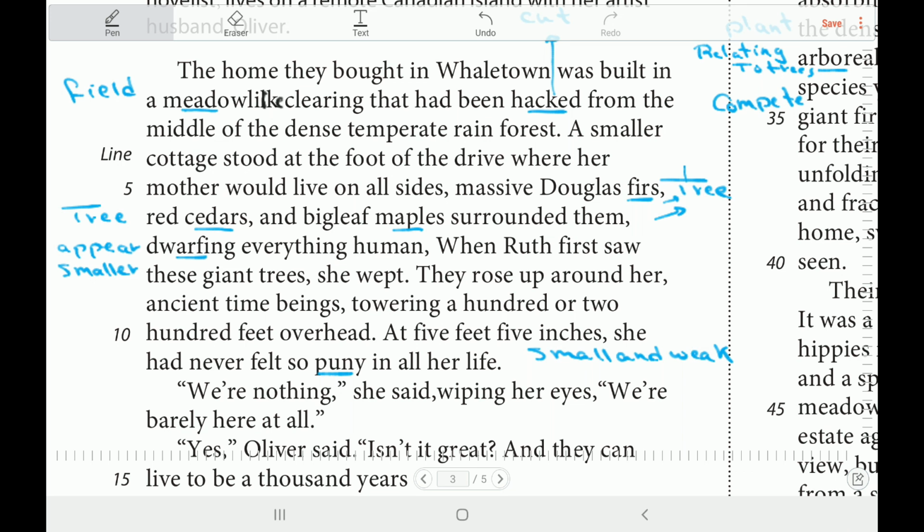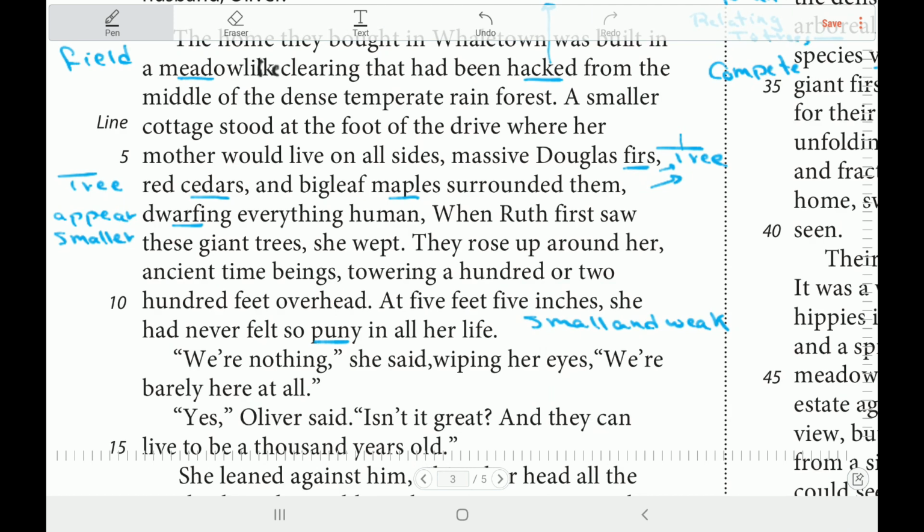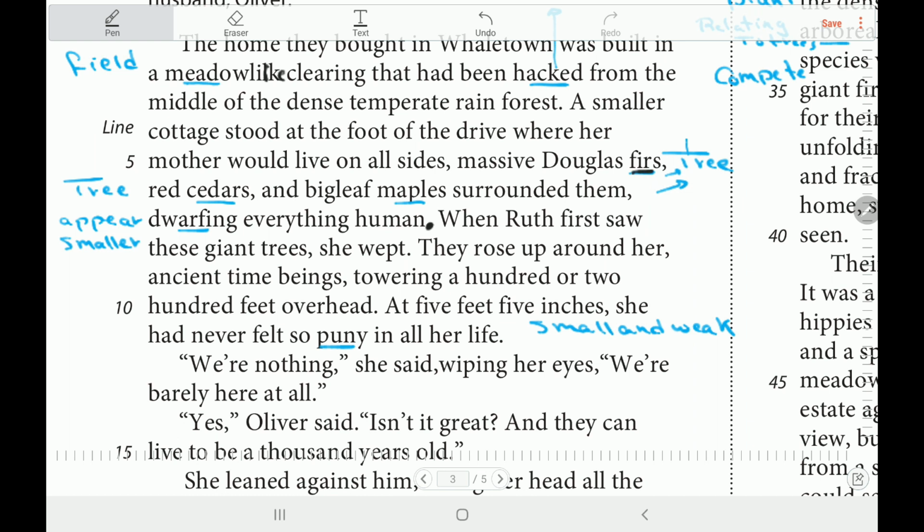A smaller cottage stood at the foot of the drive where her mother would live. On all sides, massive Douglas firs, red cedars, and big leaf maples surrounded them, dwarfing everything human. So here we have a full stop. So firs, maples, cedars, all these are trees. So that's descriptive, just saying that they are surrounded with massive trees, huge trees. And in comparison to humans, humans are so small, so dwarfs.